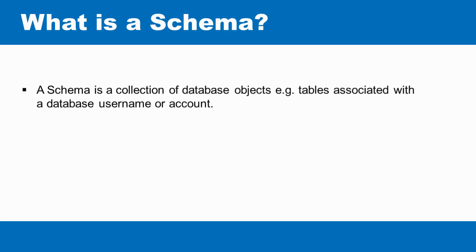What is a schema? A schema is basically a collection of database objects. An example of a database object is a table. So a schema is a collection of database objects associated with a database username or account. So a user can be a schema.